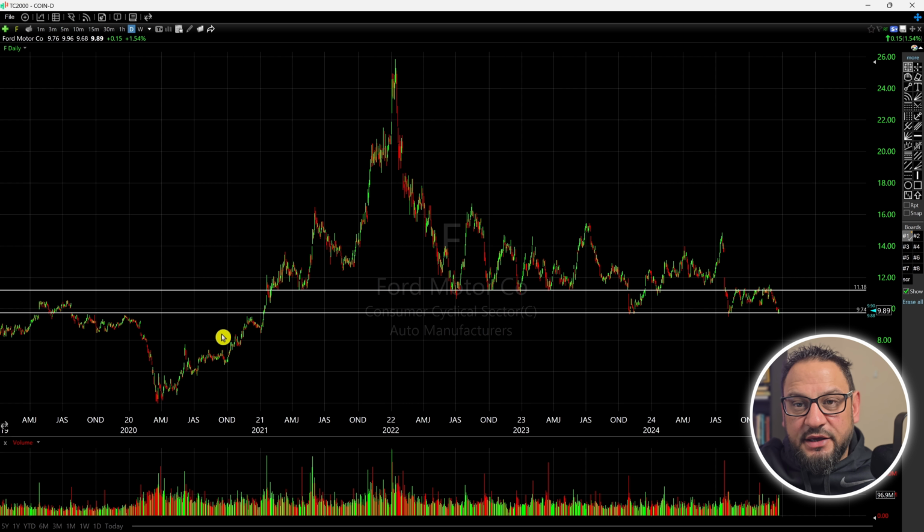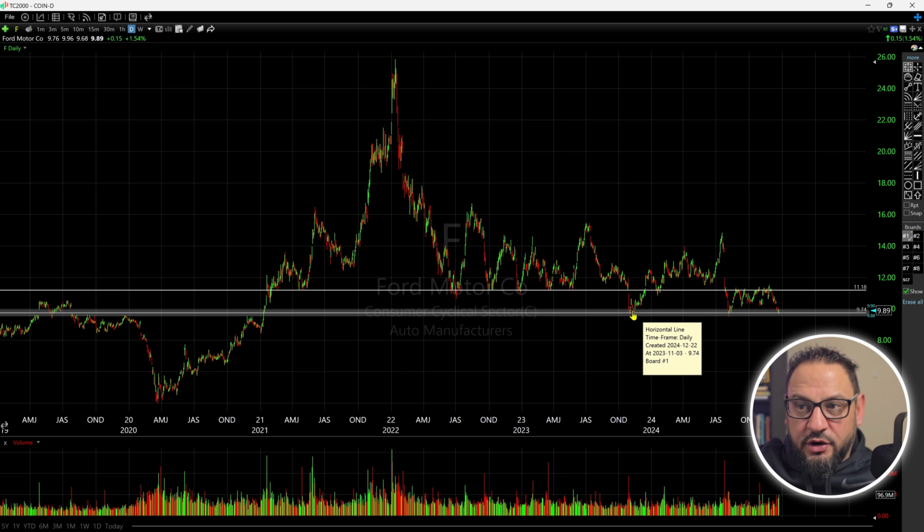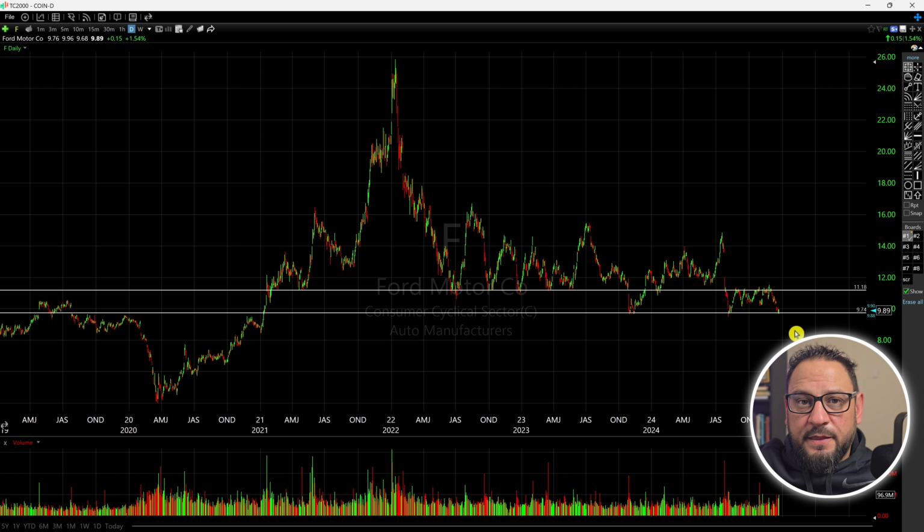So that was the ceiling. When it broke off of it, at one point it came back and made it the floor. You see how support and resistance work in a horizontal line. That's an easy, simple way. Now, there's one thing you have to know about this, especially if you're a new trader or if you're struggling.